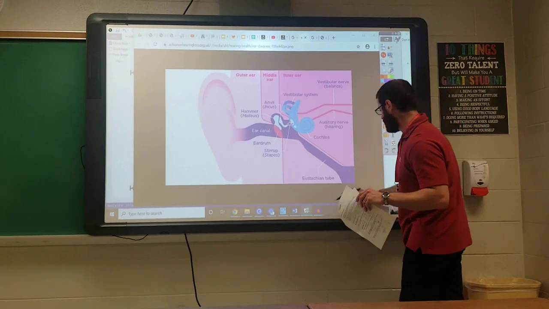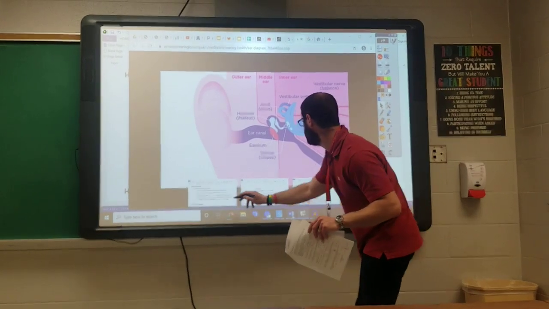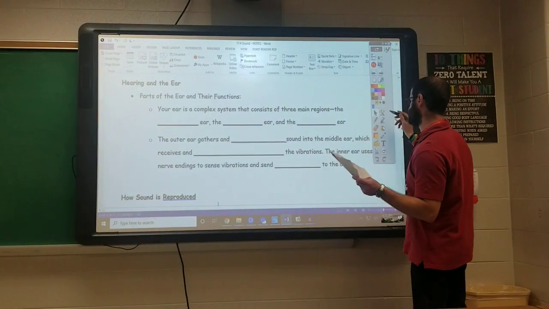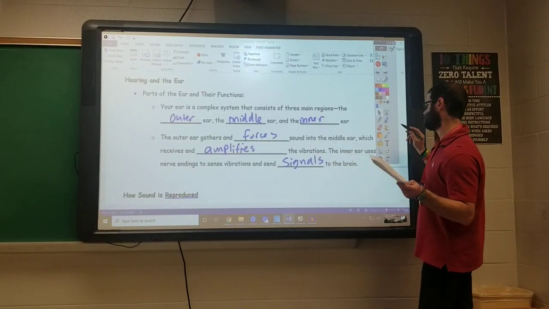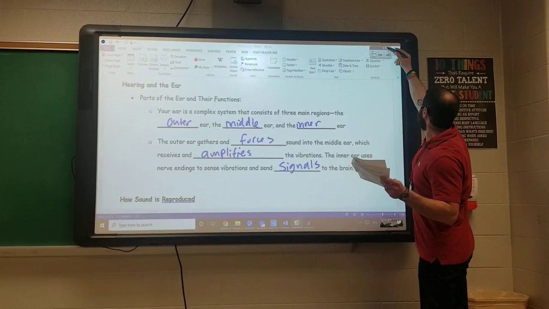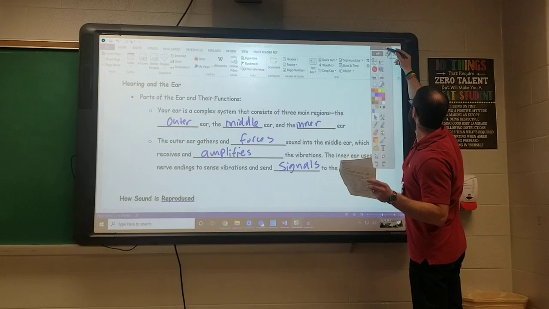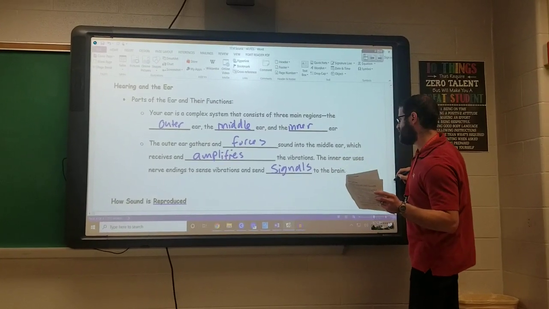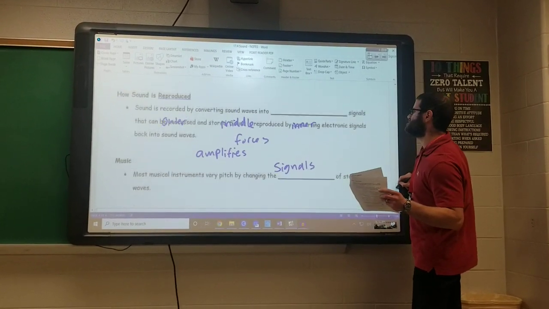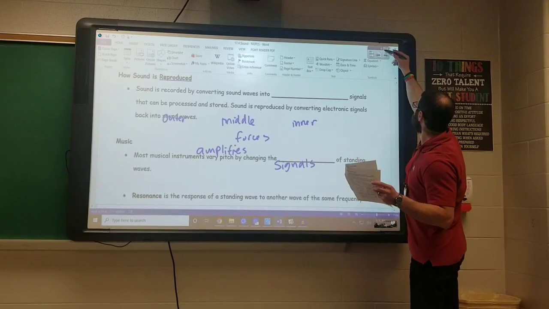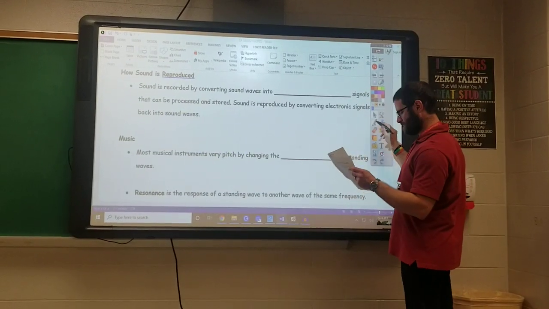All right, so let's go back to our notes here, and we'll continue to look at how we perceive sound. So, how sound is reproduced.